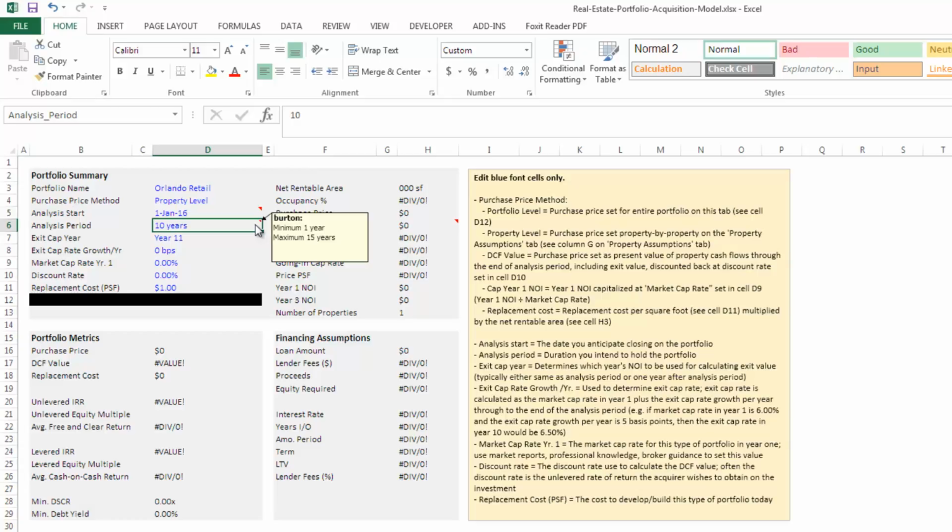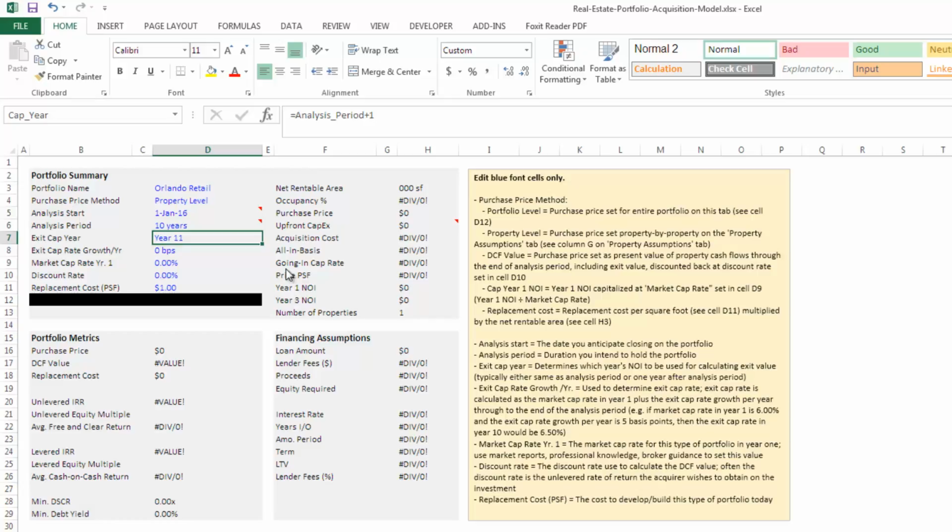So you have to make sure when you're modeling your property level cash flows in Argus that you have an analysis period at least equal to your exit cap year, whichever is higher. So we have this analysis period. Let's throw 10 years. It's pretty standard. And then we have an exit cap year.